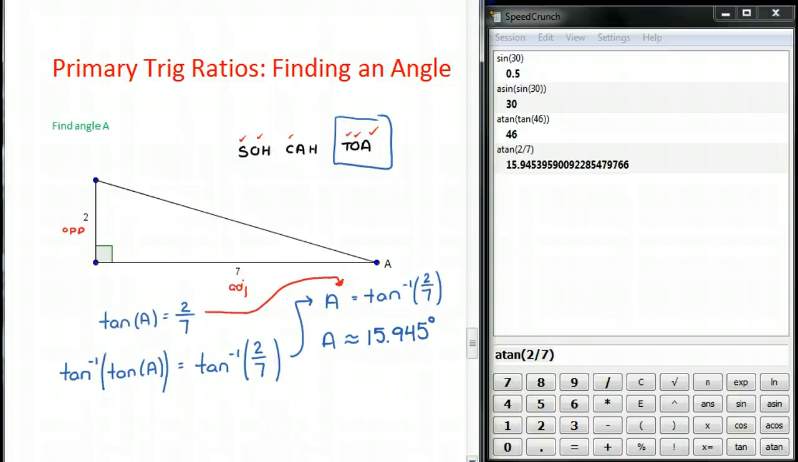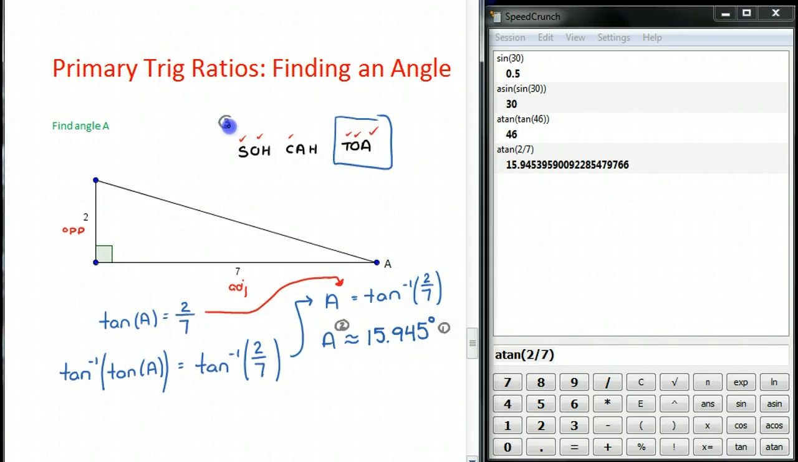So a couple of pointers to take away from this. First pointer, make sure you put that degrees symbol, unless you're working in radians, which we'll talk about a little bit later. Make sure you use an approximate symbol, because that is not exactly 15.945 degrees.